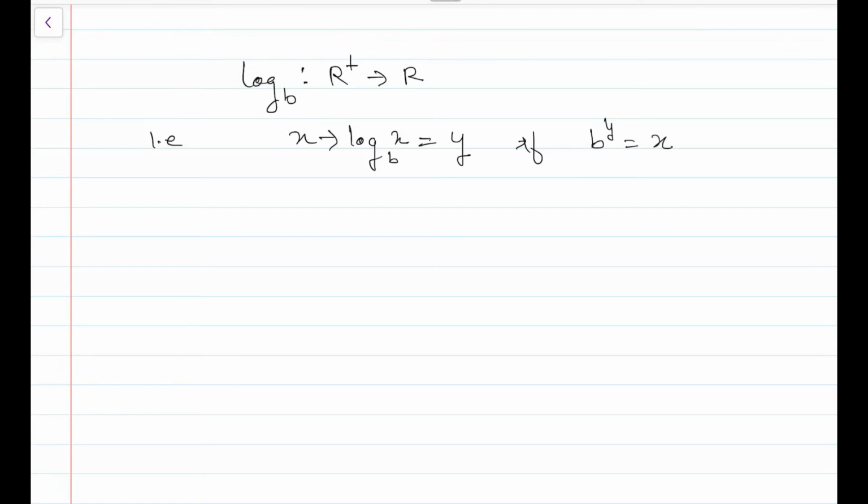Now let us define the logarithmic function in terms of domain and range. Log to the base b from R plus to R, that is, from x to log of x to the base b equal to y, if b raised to the power y is equal to x.